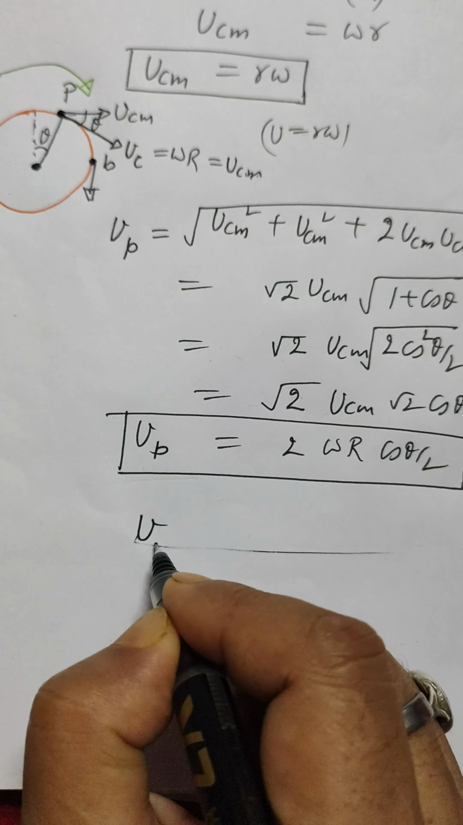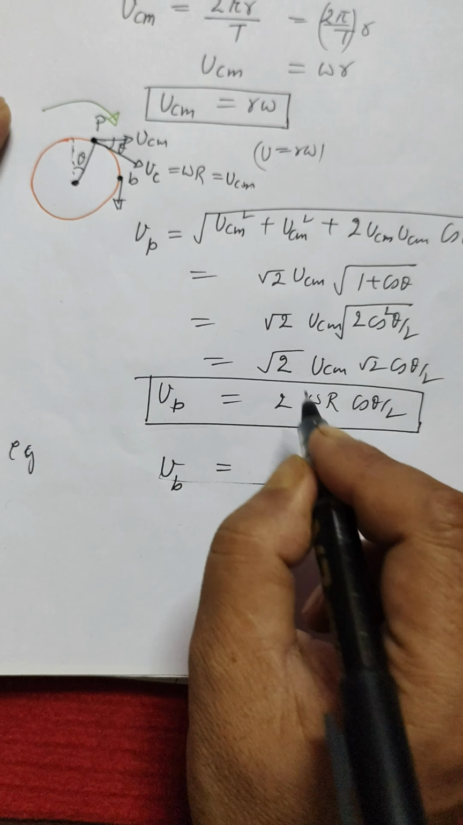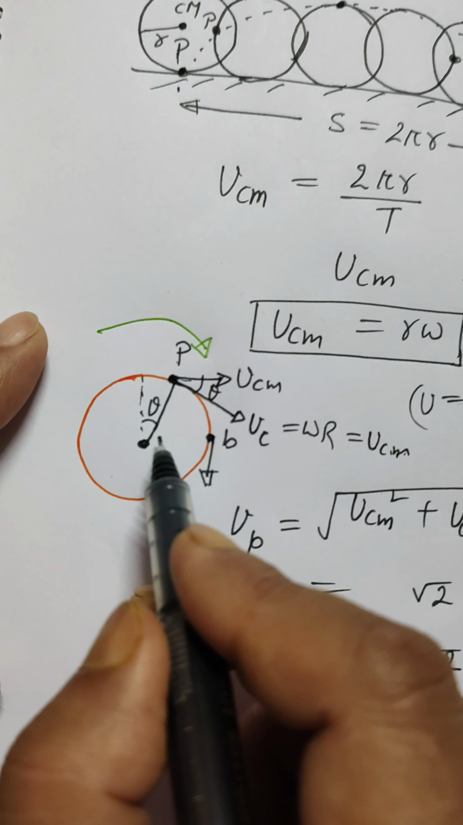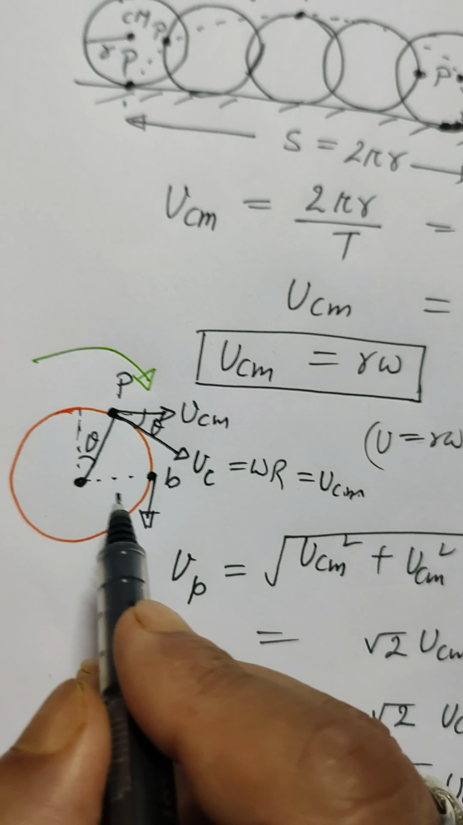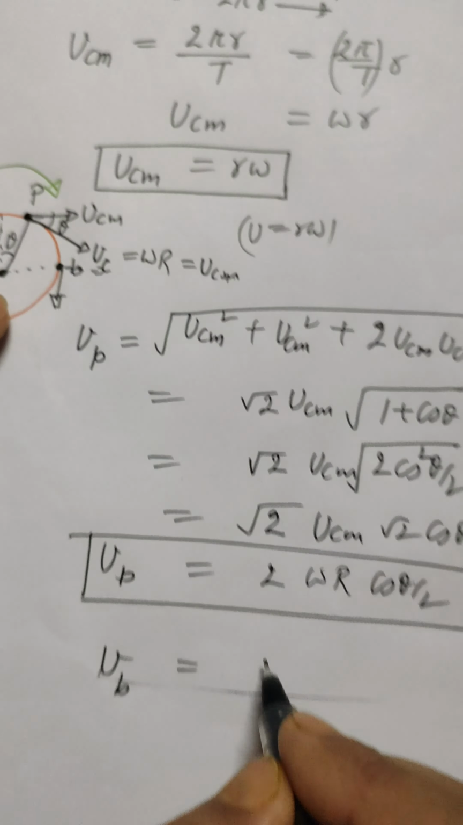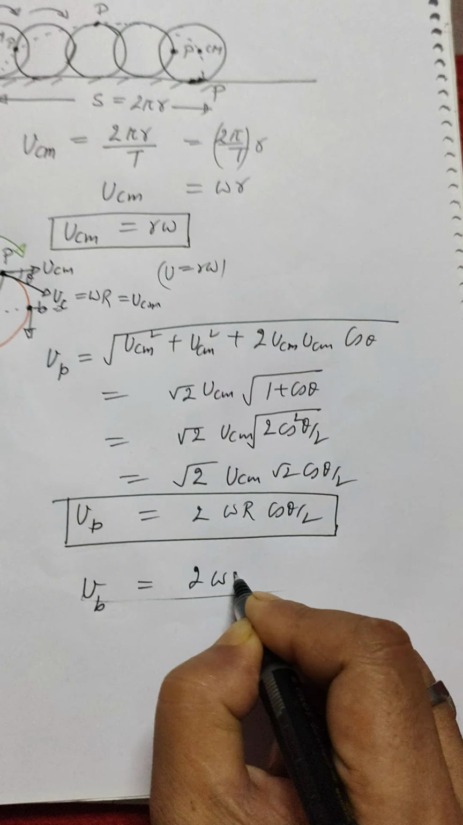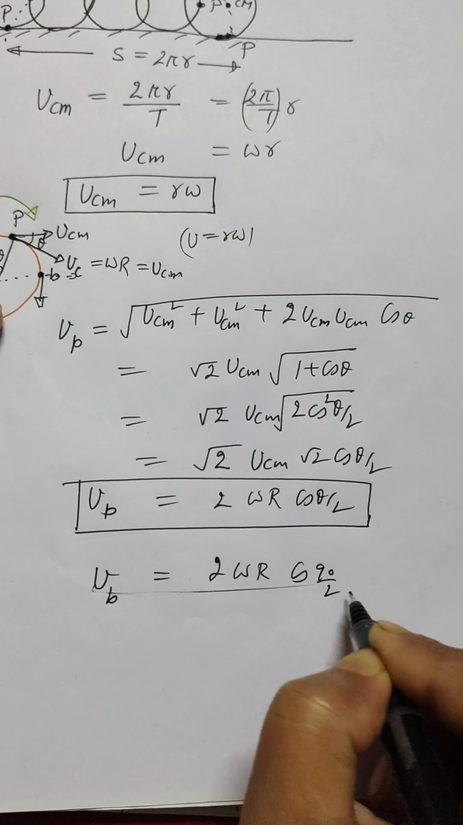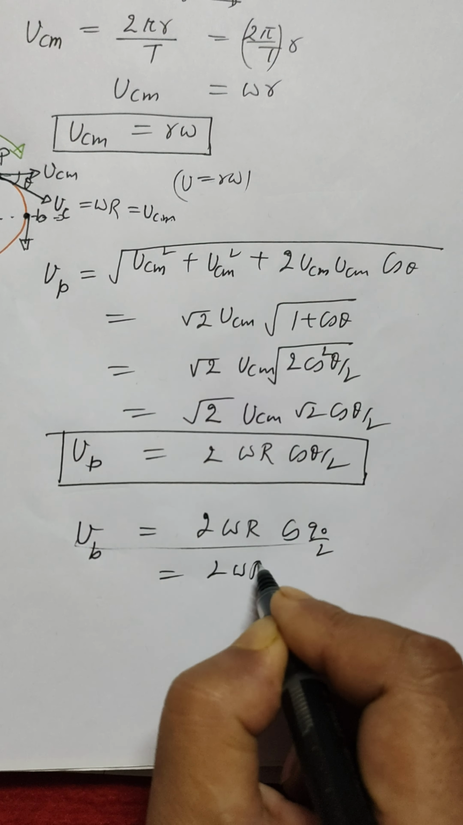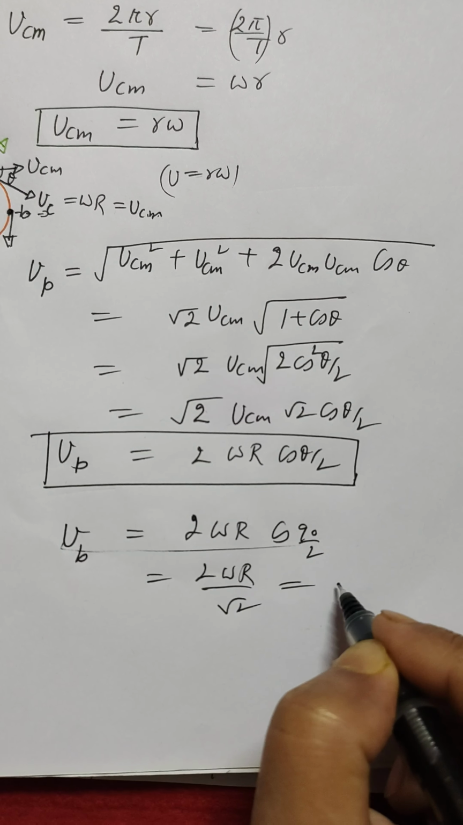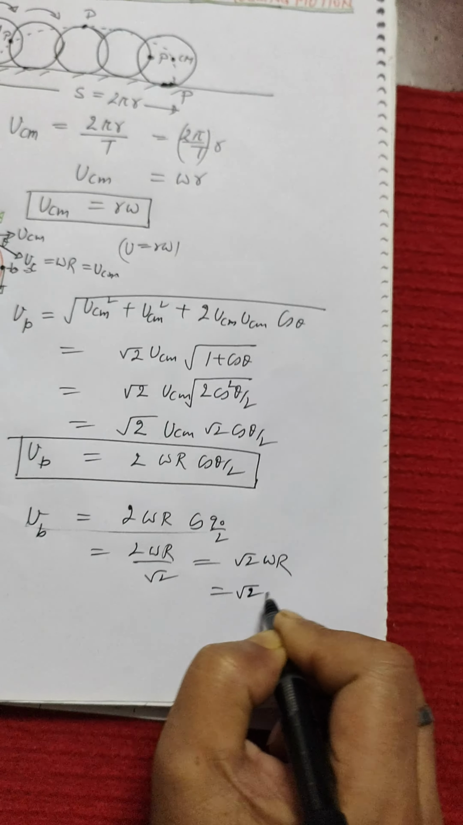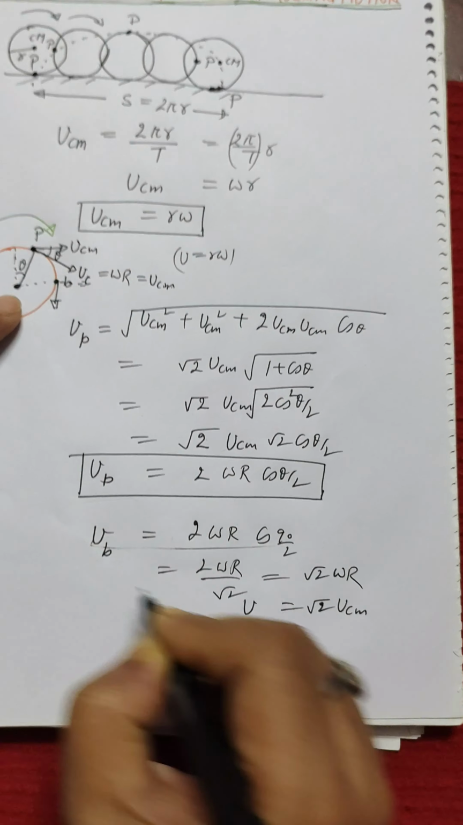The velocity of the body at point B is given by, now see here, you can understand very easily. The angle between the velocity of the center of mass and this tangent velocity is 90 degrees. So you will get 2 omega r cos of 90 by 2, that is cos 45, which is 1 by root 2. So you will get root 2 omega r, or you can say root 2 VCM. So this is the simple explanation.